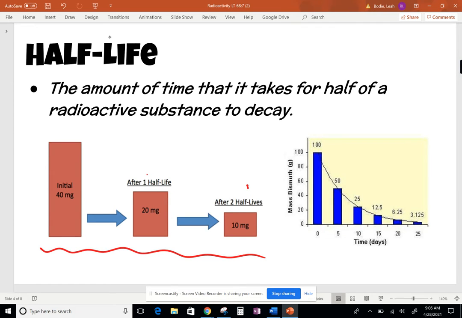We can see the starting amount for a substance, and then we can see it decreases by half, right? We started with 40, decrease it by half, so it goes down to 20. And so with another half-life, it's going to decrease by half again, so it's down to 10. So our bottom line here is it's the amount of time that it takes for half of a radioactive substance to decay.